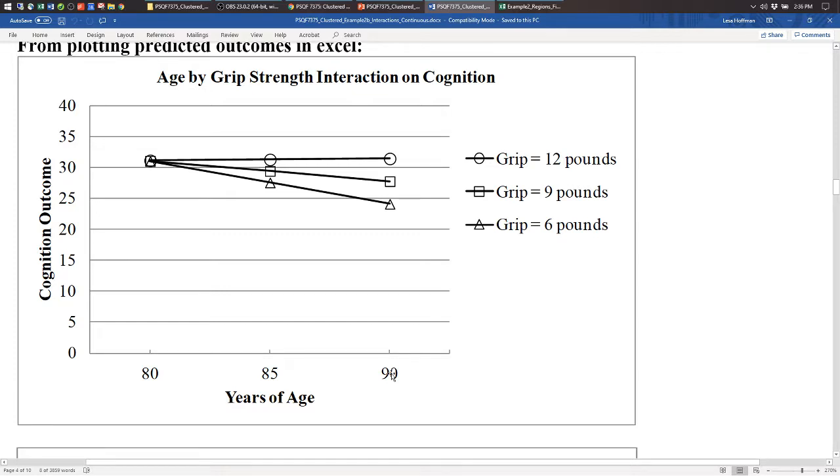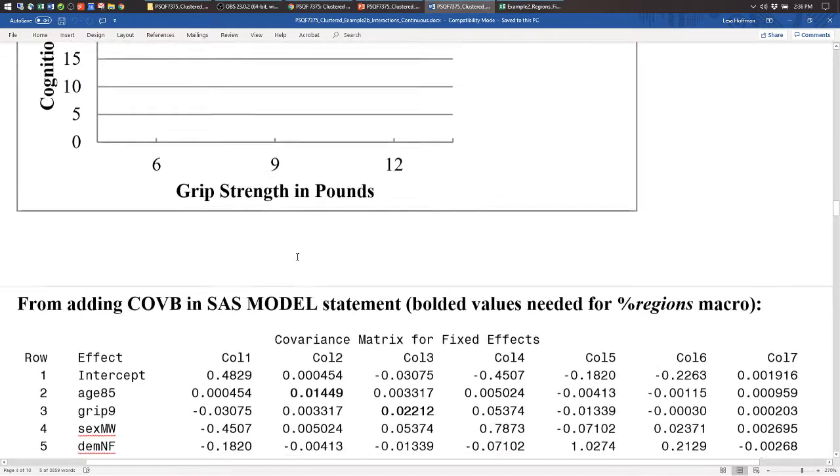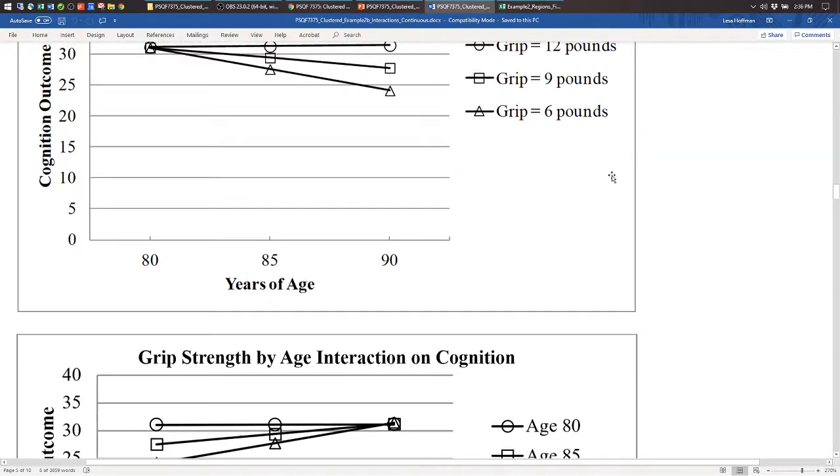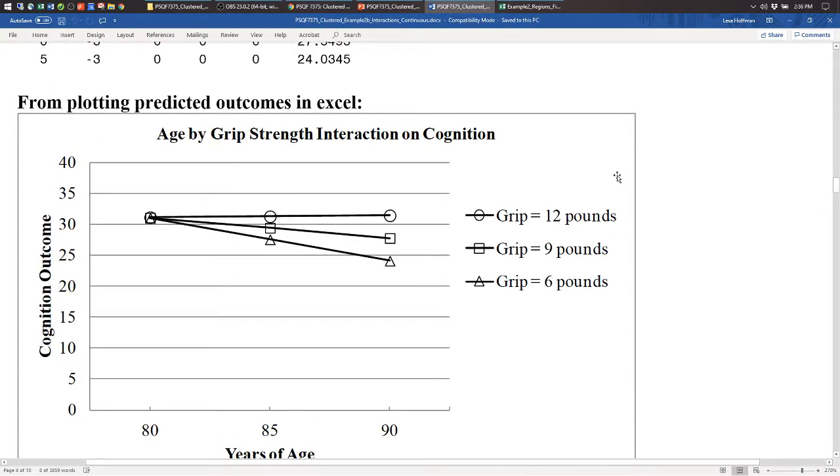Anything above 9.6 is the cutoff. Make sure I say this right. The effect of age will be significantly negative for anything of grip strength below 9.6, so that's just above this line, anything down. From 9.6 all the way up to about 18, it's non-significant. And at 18 and above, it's positive.